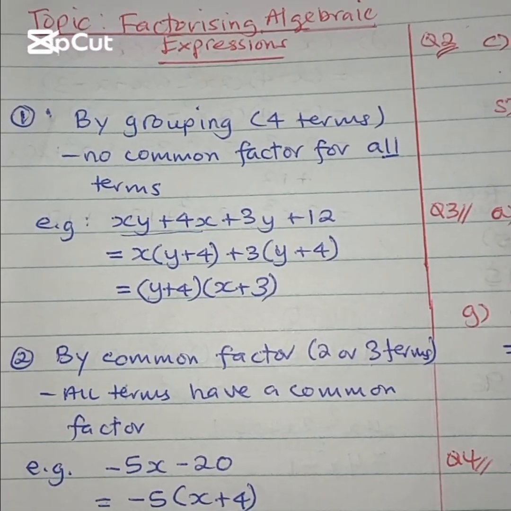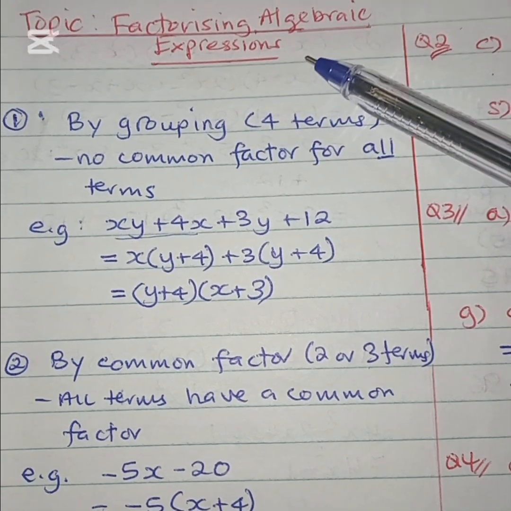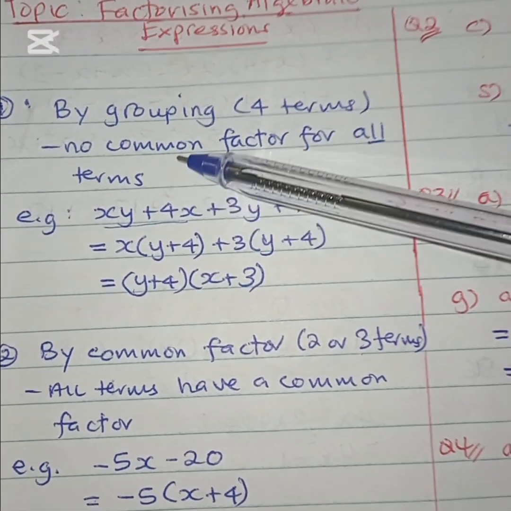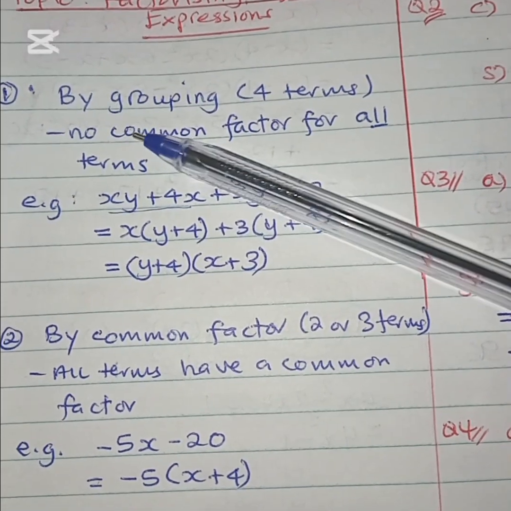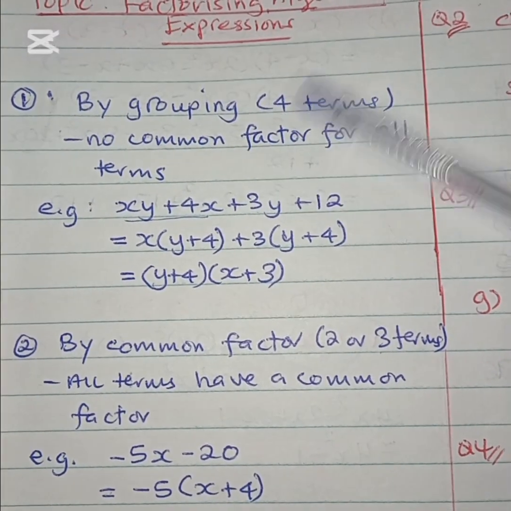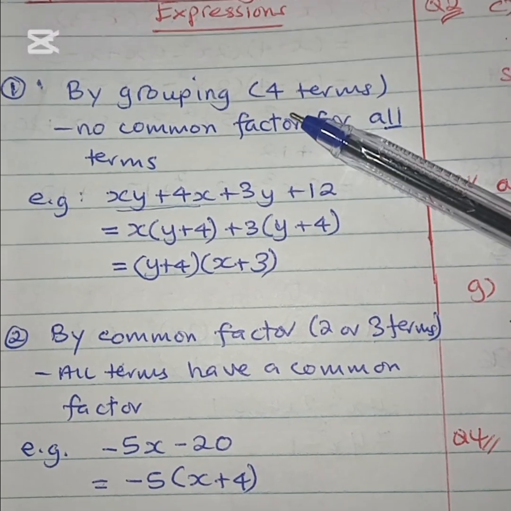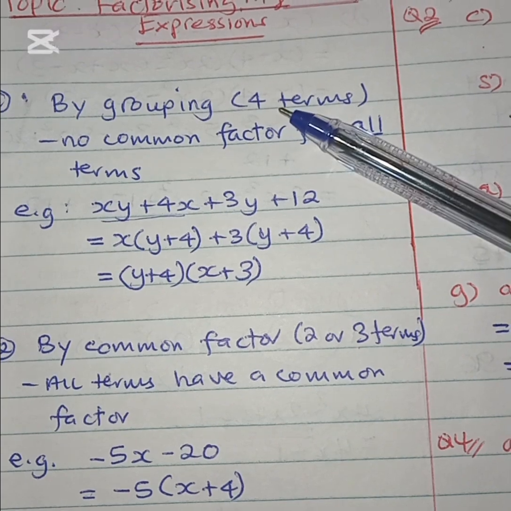Hello people, so in this video we're going to talk about factorizing algebraic expressions. We are going to discuss three cases. The first one is factorizing by grouping. This is when you have four terms most of the time, or six, or something like that.